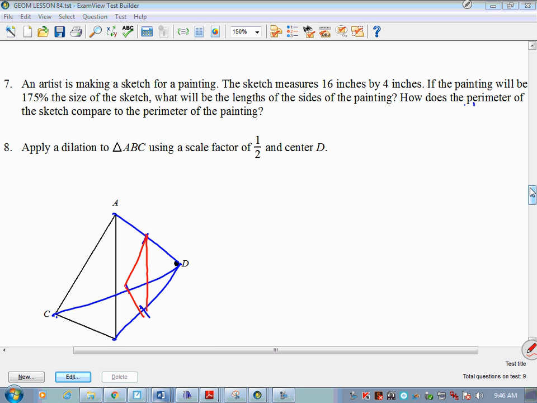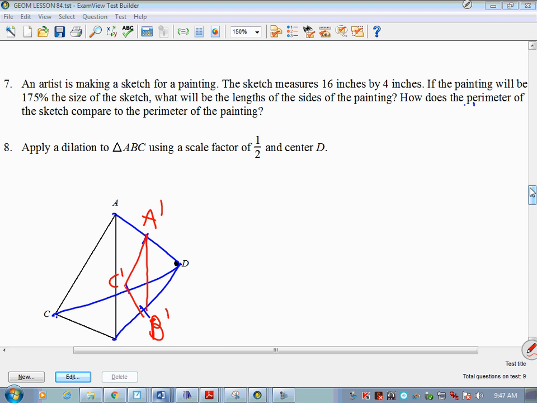Did I call you Dylan? Oh, I'm sorry, Darian. So this would be my A prime, my C prime, and B prime. Does that make sense? So you see how a reduction is applied by doing half the distance or a fraction of the distance.